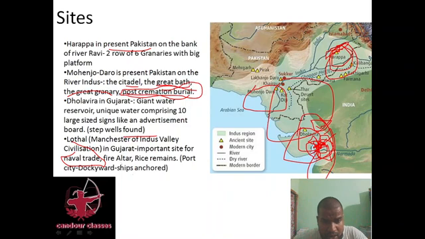Okay, fire altar is nothing but what you call in Hindi Agni Kund. Okay, Agni Kund, where they were doing some worship or some puja kind of things. So that is called fire altar, Agni Kund. Then rice remains, from that we can consider that they were growing rice. Port city, dockyard, ships anchored.